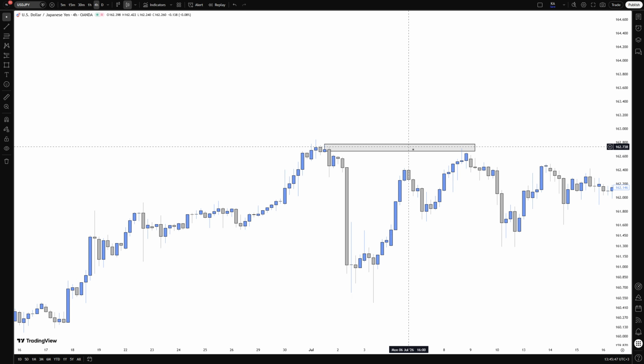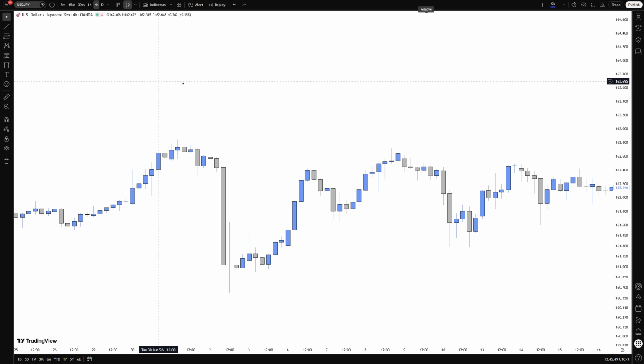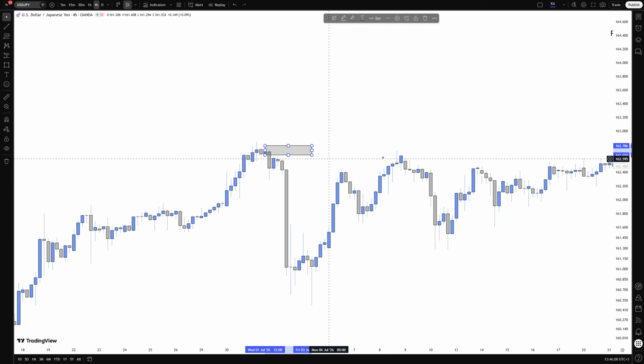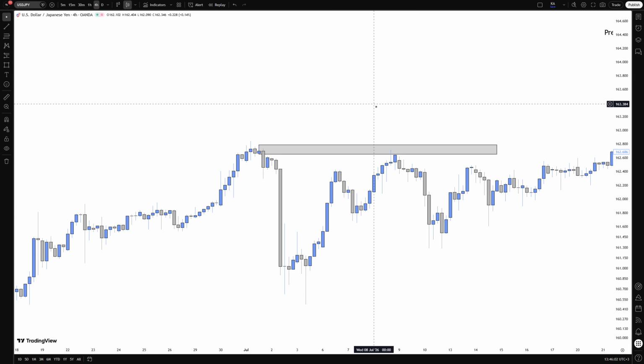So let's do our next step. Since we found our swing low, this is the last candle before the swing low. We draw this. Boom. Okay, that's how you find the origin candle.